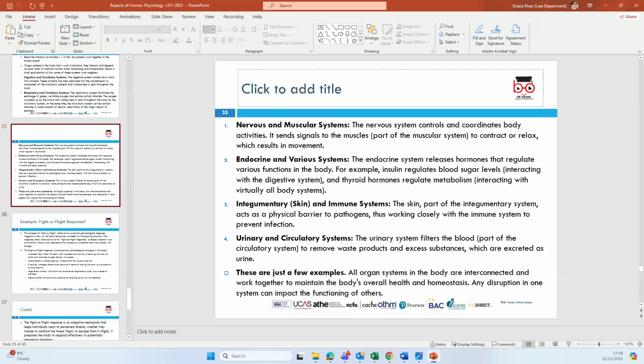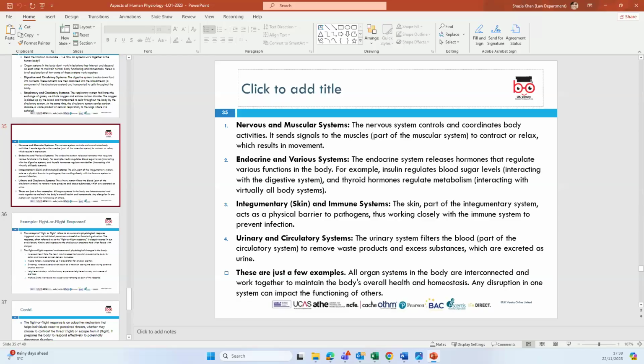And then you have the integumentary system, which is to do with, like we said, the skin and its physical barrier, and helps regulate body temperature by sensing the heat and releasing sweat. You have the urinary system and the circulatory system.